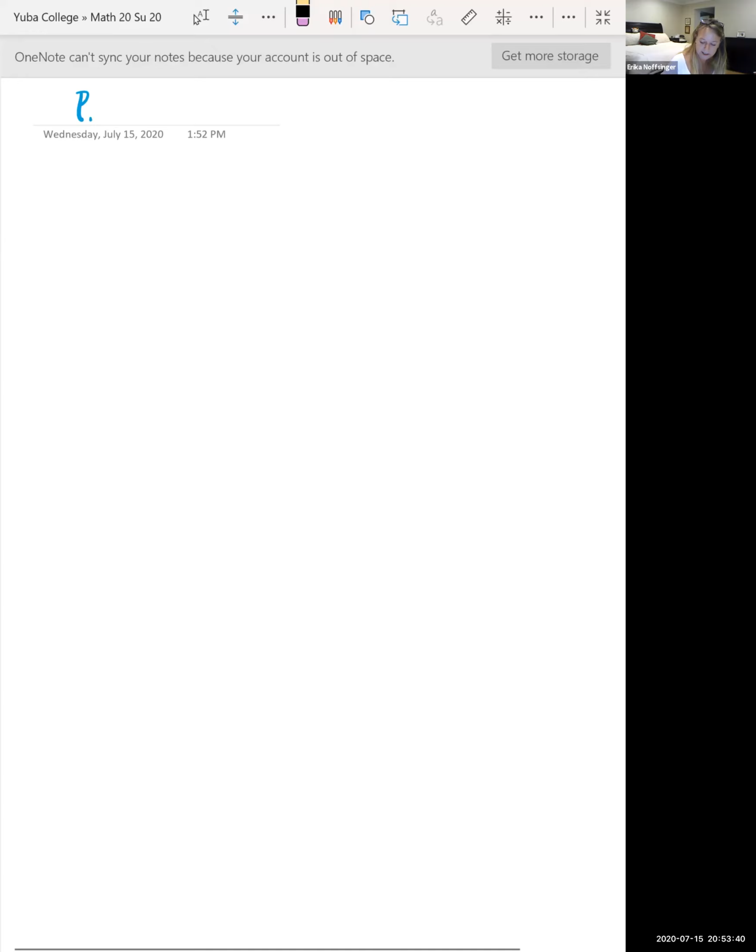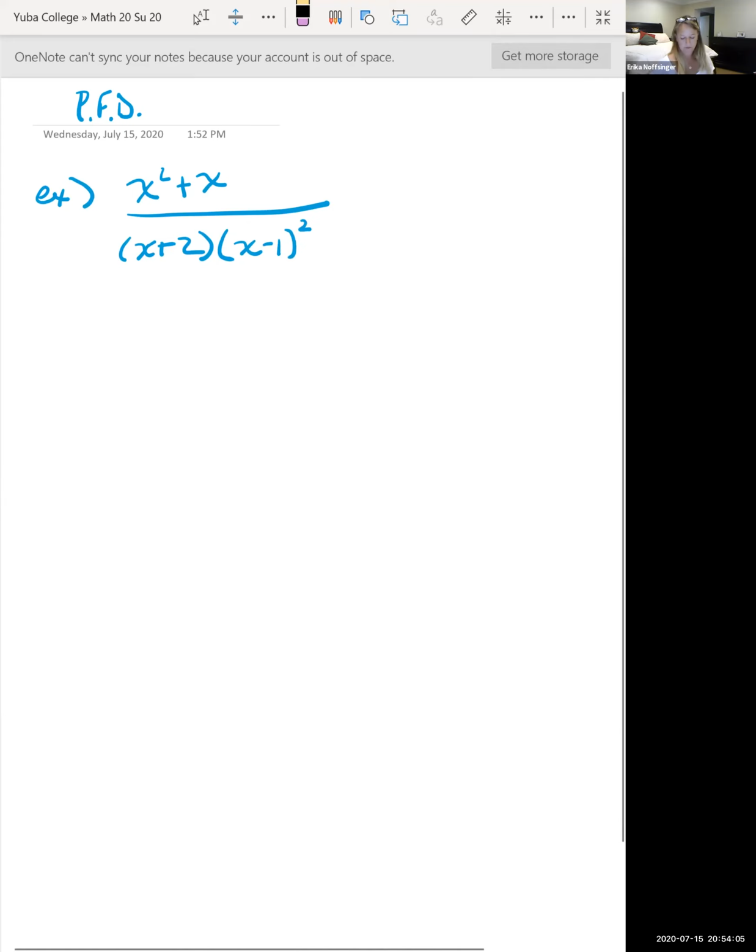Partial fraction decomposition. So let's say you had x squared plus x in the numerator, and this is all divided by x plus 2, which is one factor, and then the factor (x minus 1) quantity squared. Okay, so it's already factored for us, so we don't have to do that.